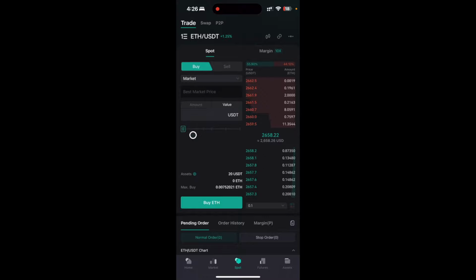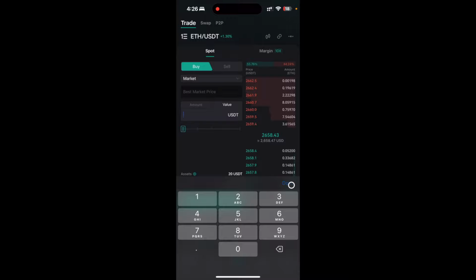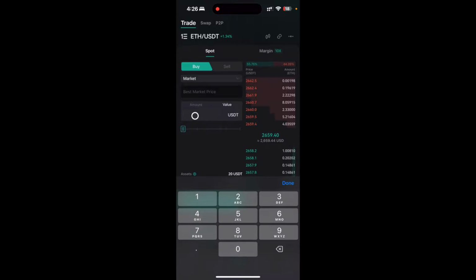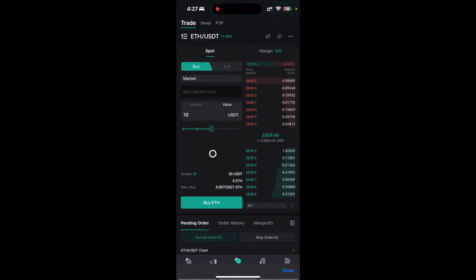All you have to do is to put the amount of Ethereum that you're willing to buy. In this case, you can see that I've got some USDT, which is 20 USD right here. All I have to do is to put the amount of USDT that I want to spend to buy Ethereum. Remember, we are using a market order, and that's why right here it says the best market price. So it's just going to take the best market price, which is this price right here. So let's say I want to spend 10 USD here. All I have to do is to type 10 USD like this and then click buy.